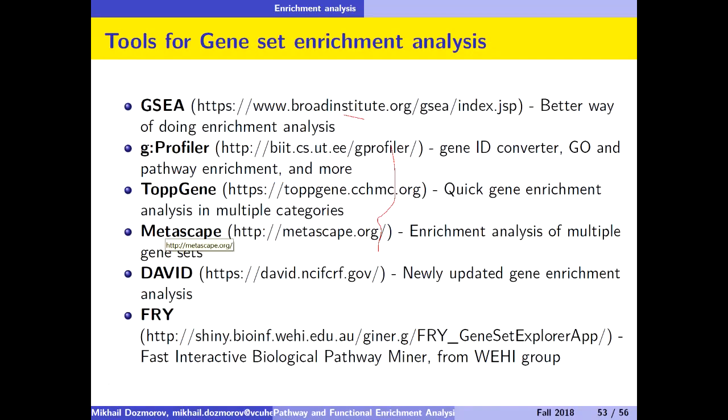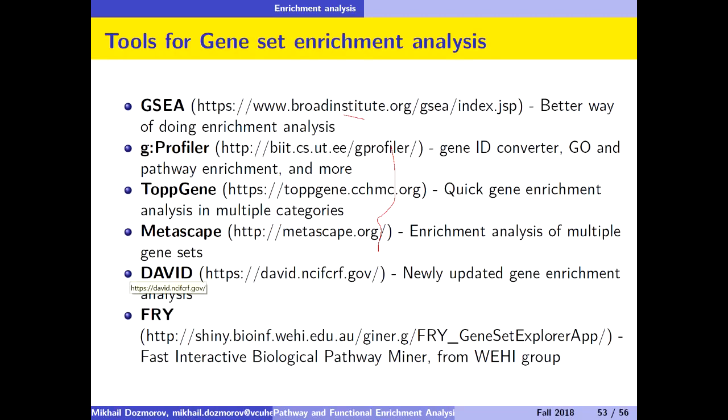ToppGene and Metascape. Metascape allows you to perform enrichment analysis of multiple gene sets. Think about multiple experimental conditions. You can get one list of differentially expressed genes, another, and another. And you want to know which processes are enriched in one, but not in another. You can put them in an Excel spreadsheet, put it in Metascape, and it will give you an answer.